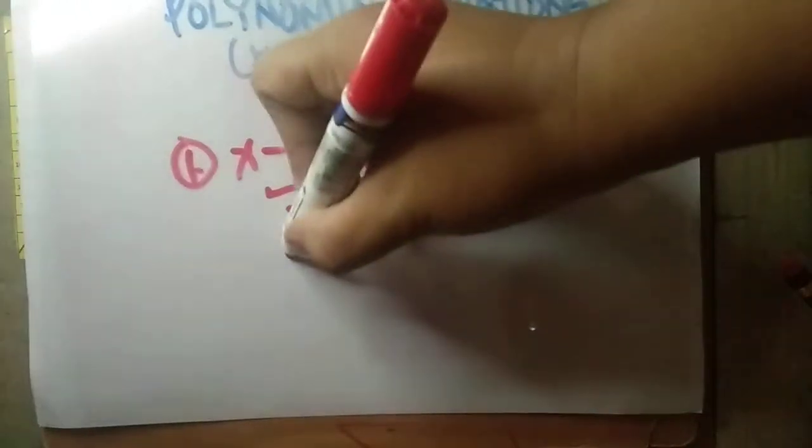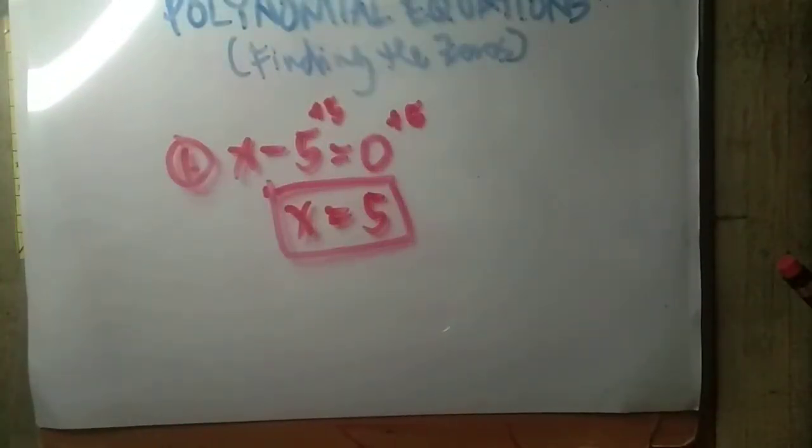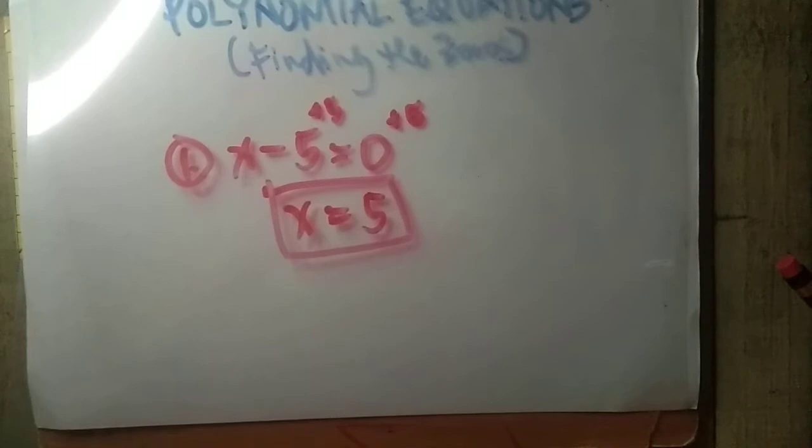And that is now your zero. Yan, so x is equal to 5. Ganon. Yan, ganun lang siya. Ganun lang siya kadali. Okay, so let's proceed to the next example. Yan, gawin na natin to.